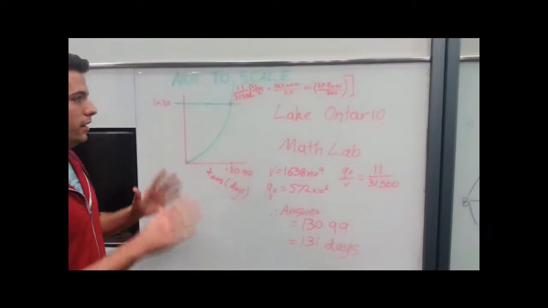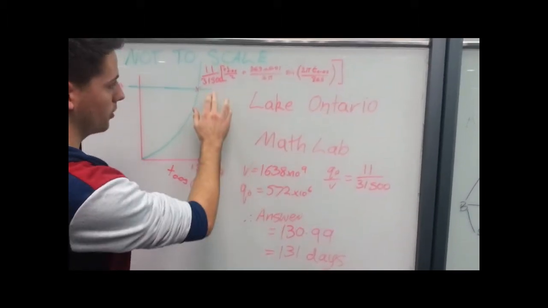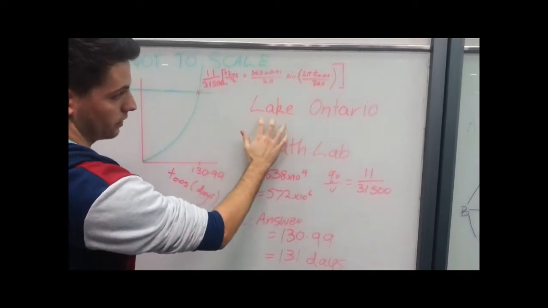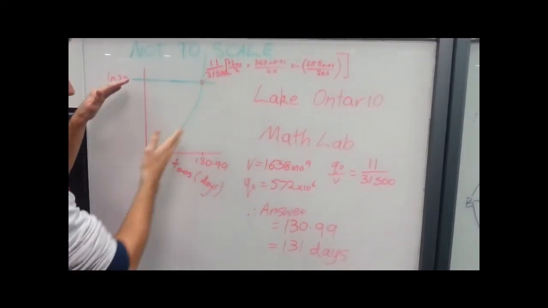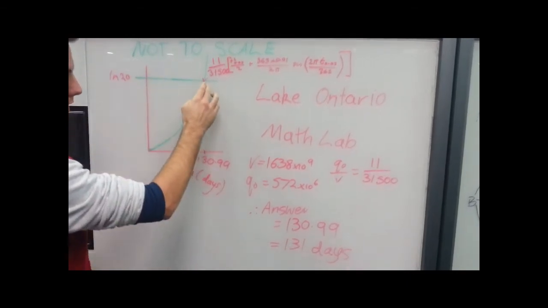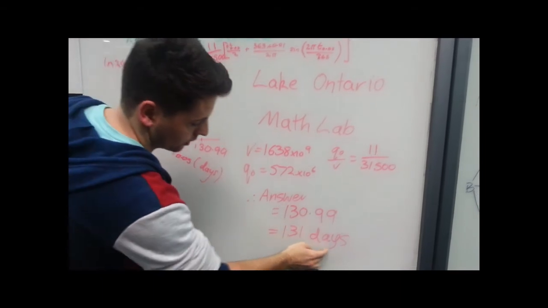That's it. Alright, so from 7a, 7b is pretty much the exact same thing. Values for v and qo. So we sub those into this one here, and it's for Lake Ontario instead of Lake Erie. So you got ln of 20 in that one, and when they intersect, it gives us a different day, which is 130.99, or to simplify, 131 days.